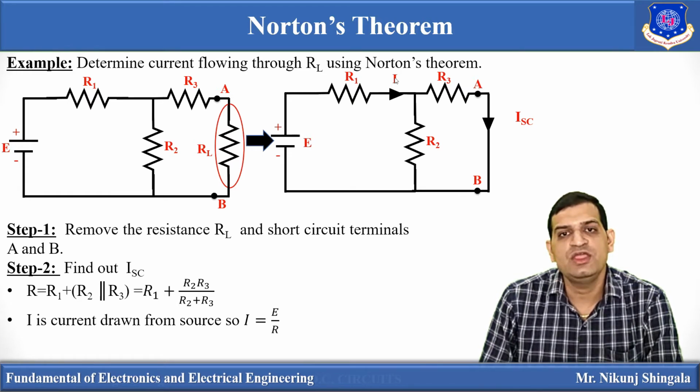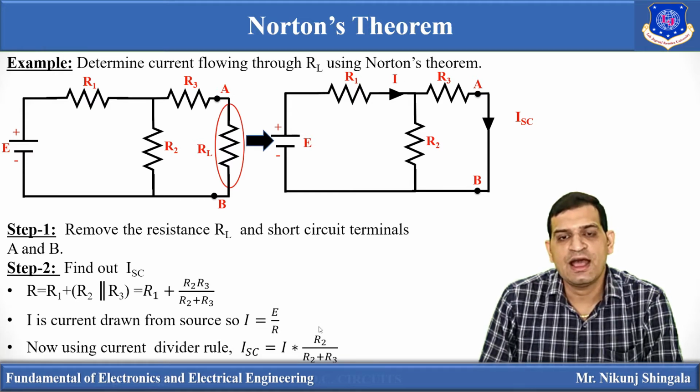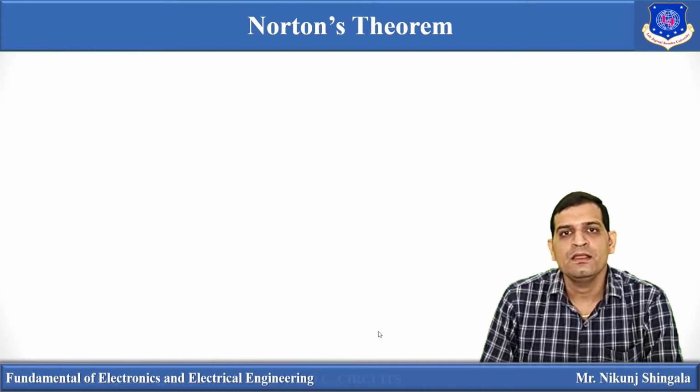Now we have found the I. We can find out the IAC by applying the current division rule. So IAC is equal to total current I into opposite resistance. IAC is flowing through R3 and the opposite resistance of R3 is R2. So IAC is equal to I into R2 divided by R2 plus R3.